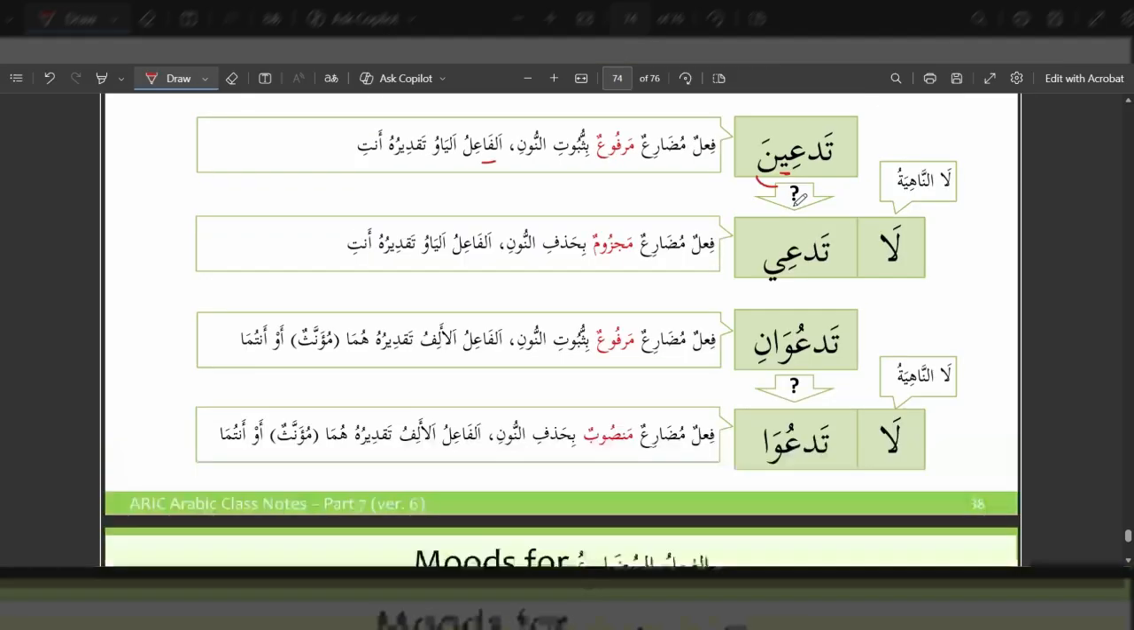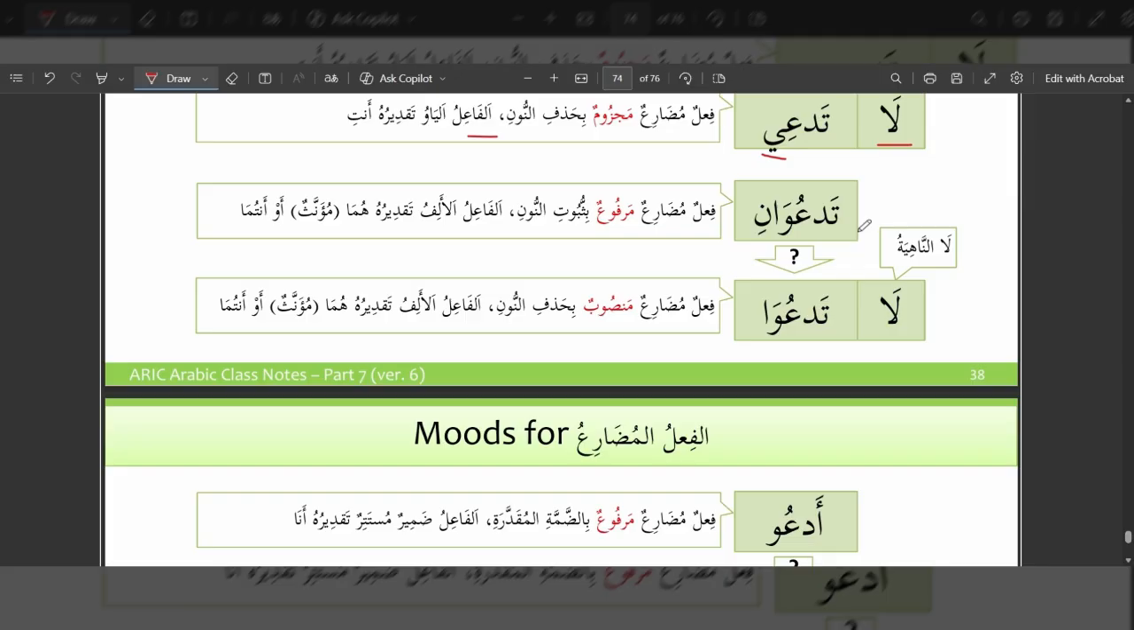But when we put a la before it, again, that means you are not calling. Then again, this has to be changed to the majzoom form. So therefore, it becomes tad'i. So it becomes فعل مضارع مجزوم بحذف النون. That is present tense in the majzum form with the omission of the noon. There is no noon here. And the fa'il or the doer is the ya'u taqdiruhu anti. The ya here is the fa'il, the doer, which tells us that it is anti.